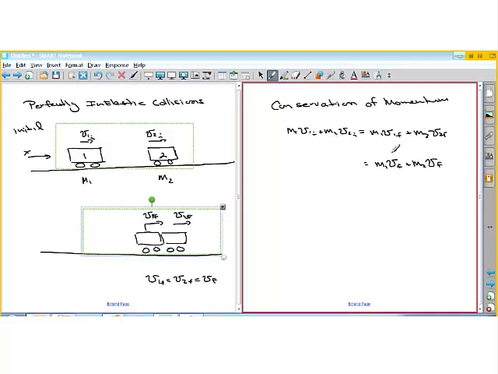And you can see that what we can do is we can solve for V final by factoring out V final. And if we divide both sides by M1 plus M2 and do the algebra, you get this expression, that V final is M1 V1 initial plus M2 V2 initial divided by M1 plus M2. And that's it.